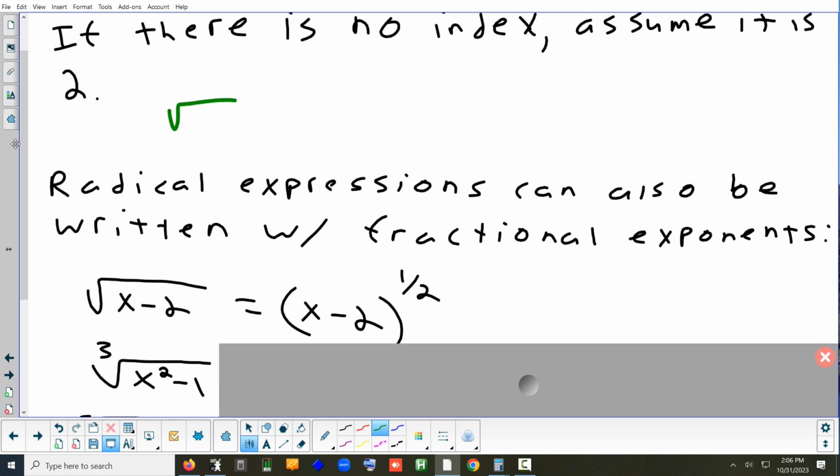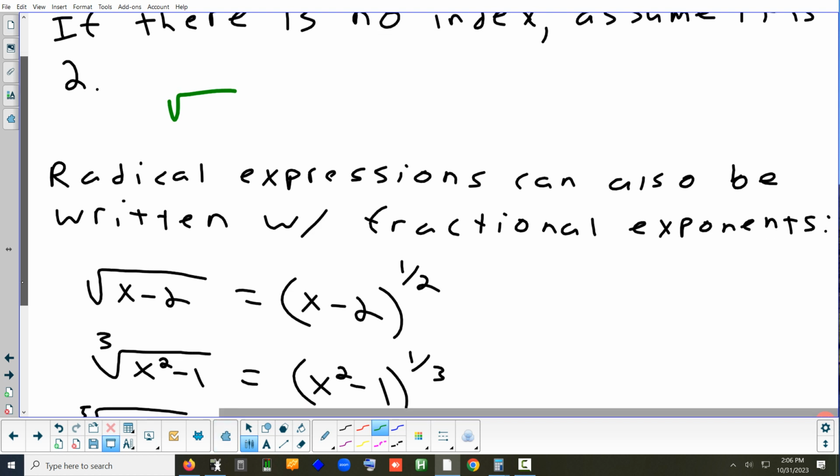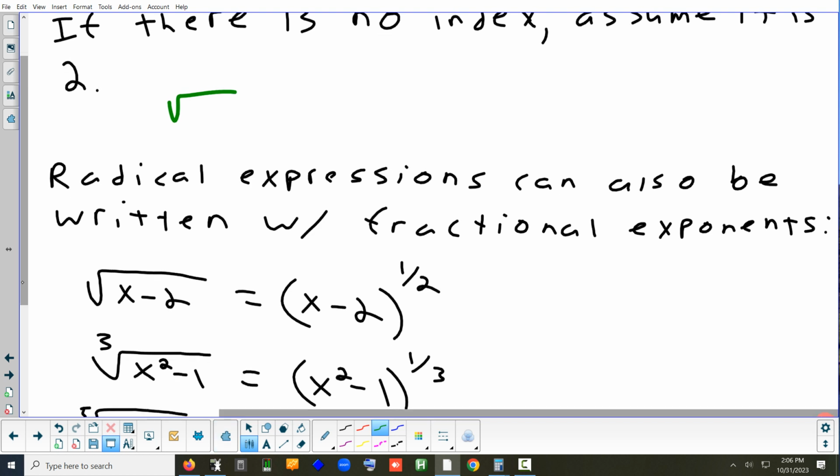How about if I wanted to do a cube root? Does anybody have a guess what power I could use instead of the cube root symbol? 1/3. Yeah, you could do 1/3. That's a good power. How about if I wanted to do a 4th root? 1/4. It's always 1 over the number that you see right there. That's exactly the same as a root.